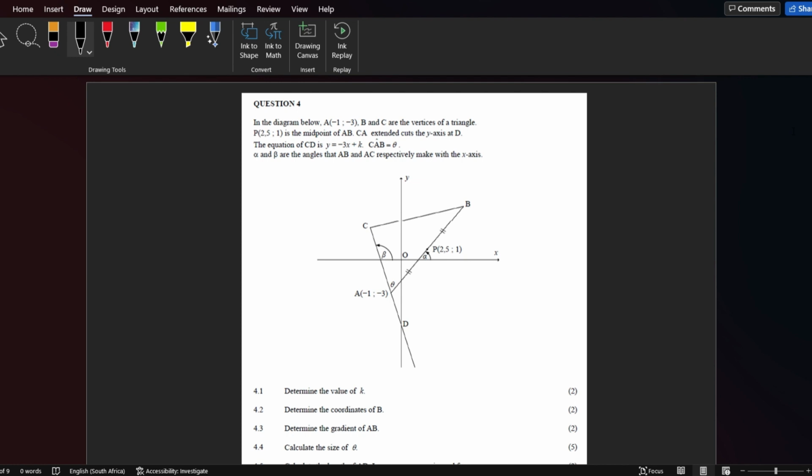Today we'll be covering the math paper 2 topic analytical geometry, and we will be breaking down this question 4 that we have on the screen.